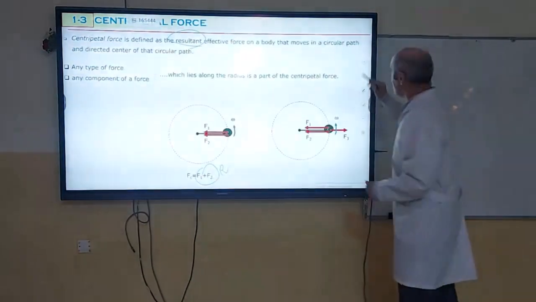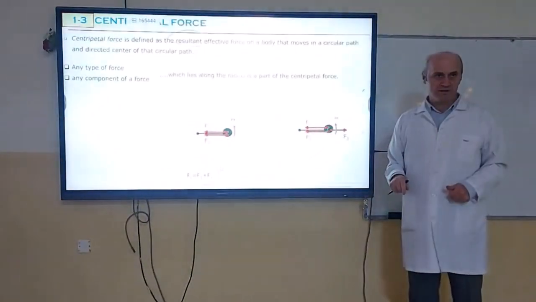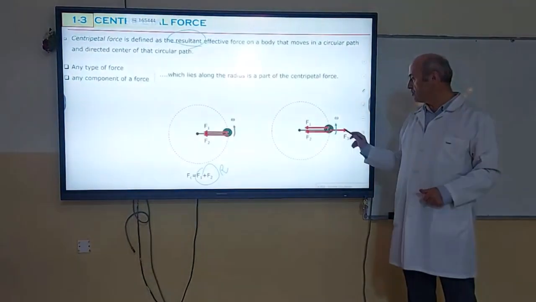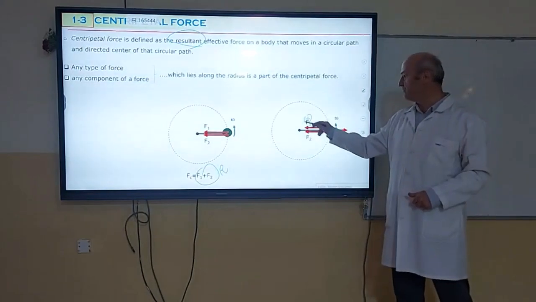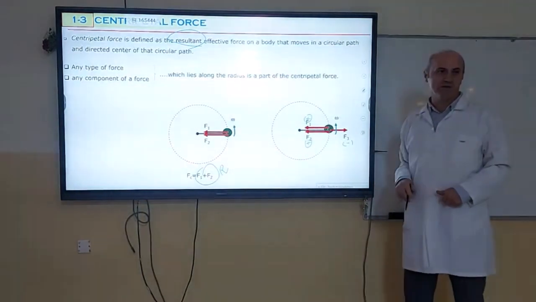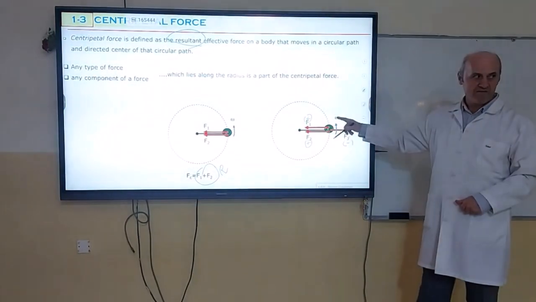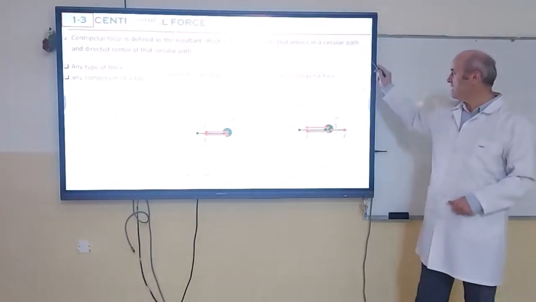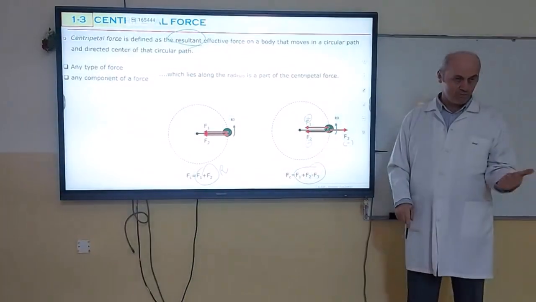But what if one of the forces is away from the center, but still effective? In this case, we are going to subtract the force which is away from the center. Towards the center, positive. Away from the center, negative. So what is the resultant of these three? F1 plus F2 minus F2. This is resultant, and that resultant is going to be centripetal force.